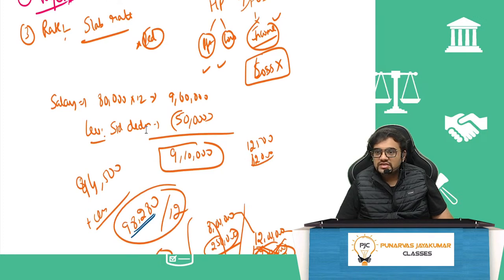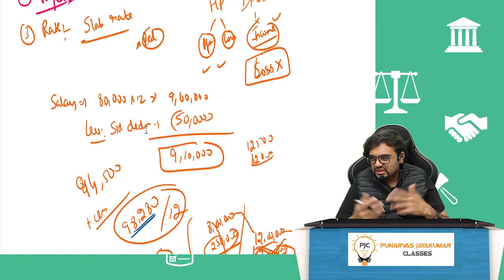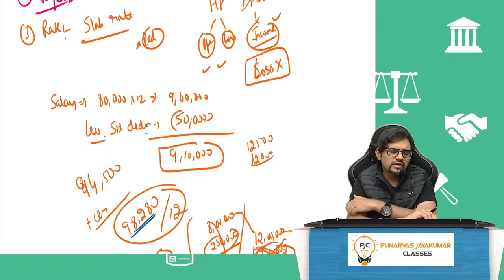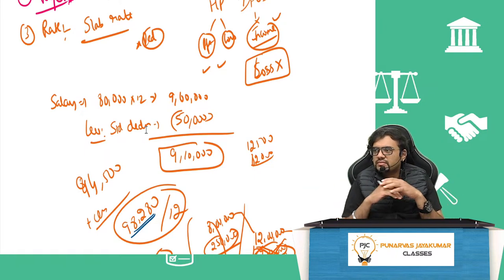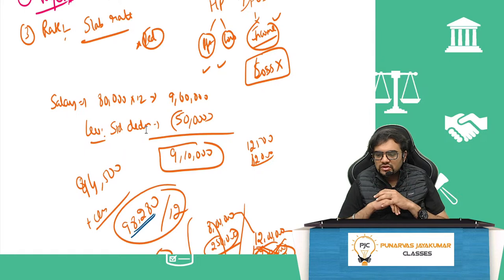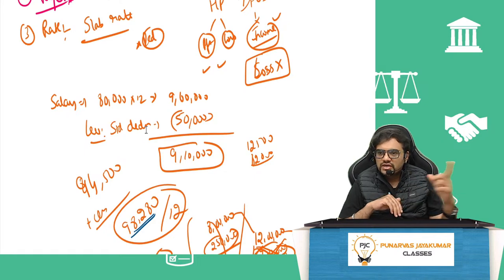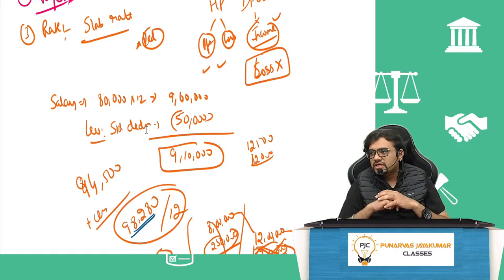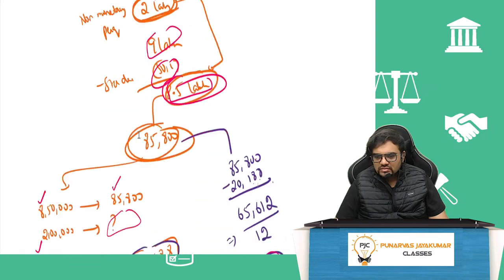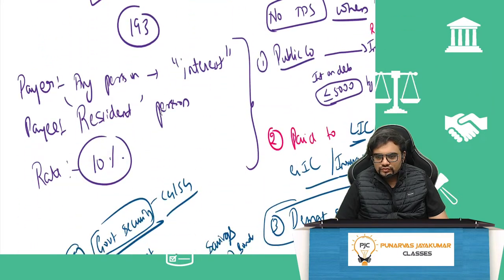What if I am deriving salary from two sources? That is possible. I am working part-time, and both of them know that I am working part-time in two companies. It's not a case where I have lied to one company. In this case, I should take the basic exemption limit and give the details only in one company, because I cannot take the basic exemption limit twice. So, that is all the basic deal in 192.